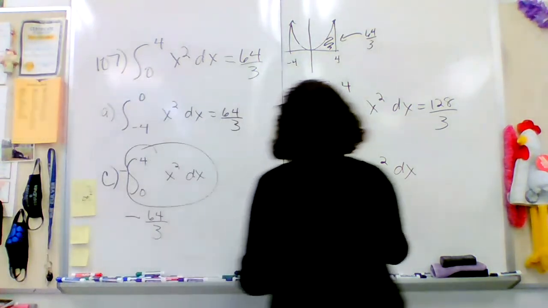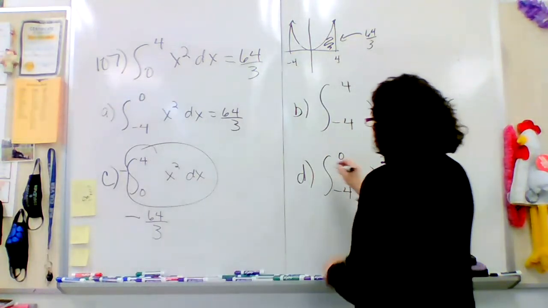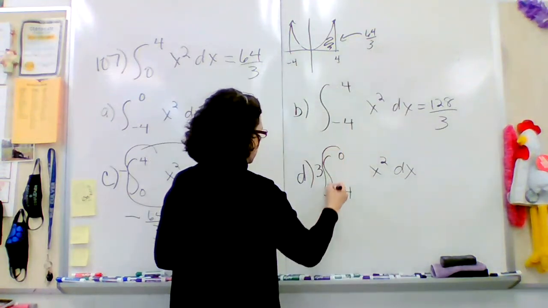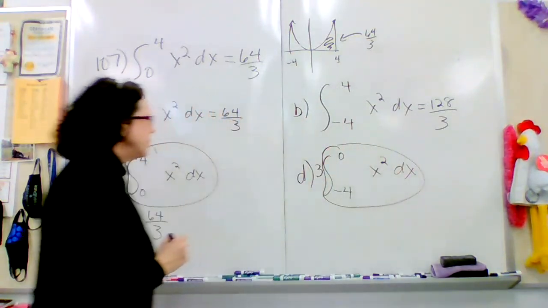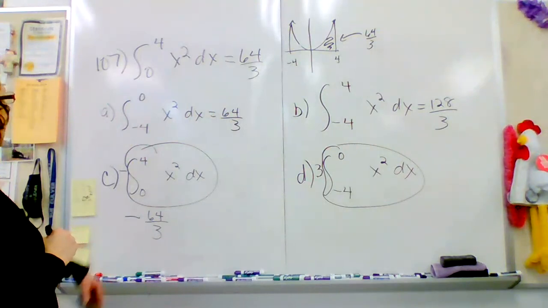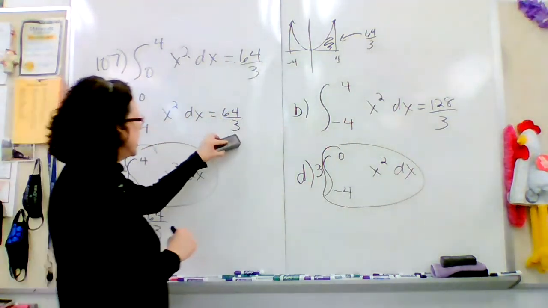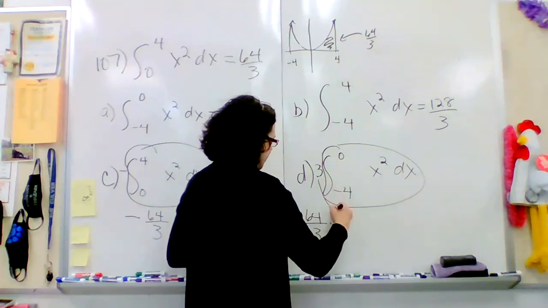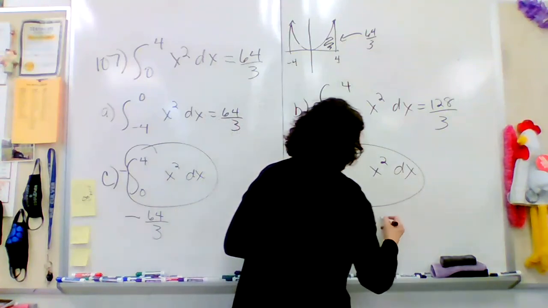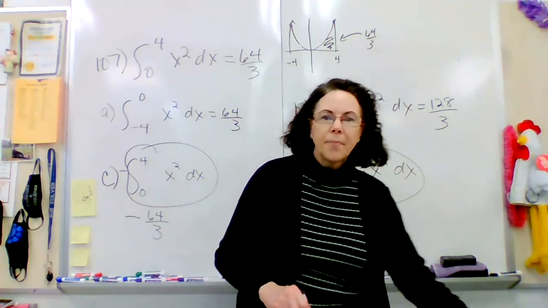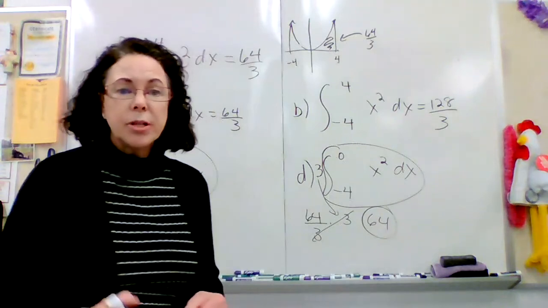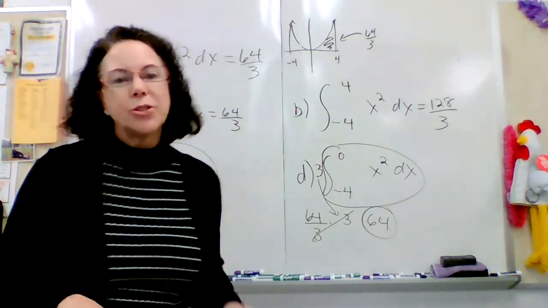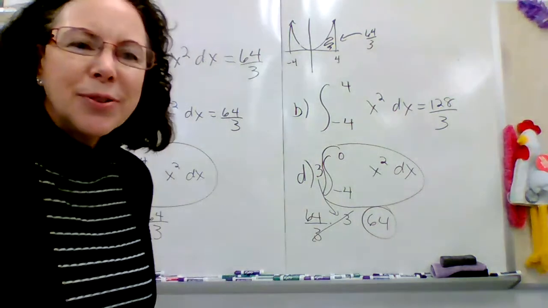And then here, this 3, I can put here. And did I already do this integral from -4 to 0? I did. 64/3 times 3, and the 3's cancel, and you get 64. There we go. So that was just using properties to go, okay, how does that area, how does that integral change?